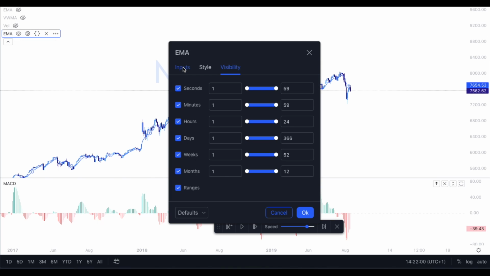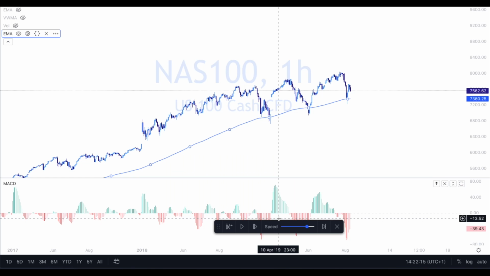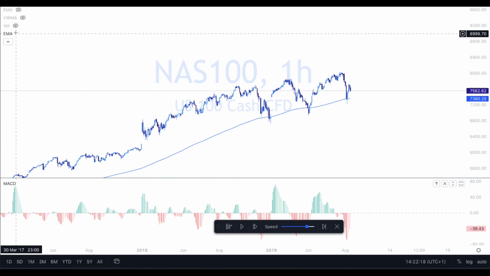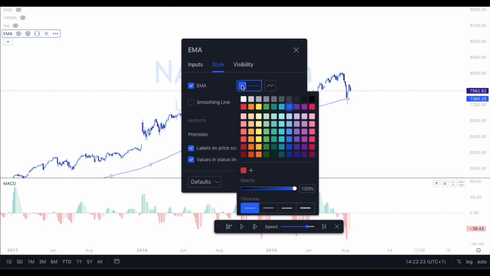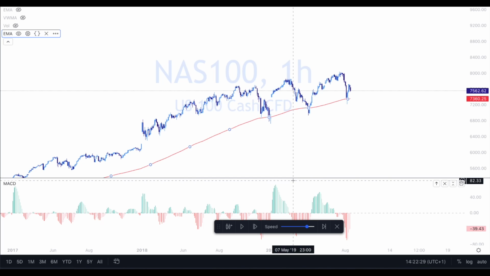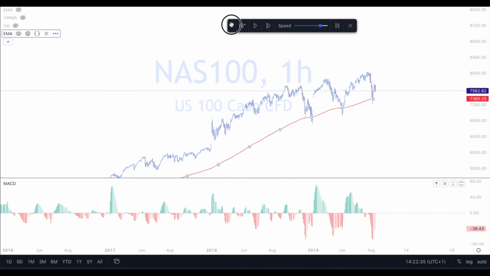So it's going to go into settings, going to go into inputs. We're going to change that to 200, and we're going to set that to exponential. And we're going to set it to candle close, right? So that's the moving average there. Actually, let me give it the color that we're all familiar with. We usually make this red, and that's that. Okay, so we've got the MACD at the bottom, and we've got the moving average at the top, and it's the 200 moving average exponential that we're using.